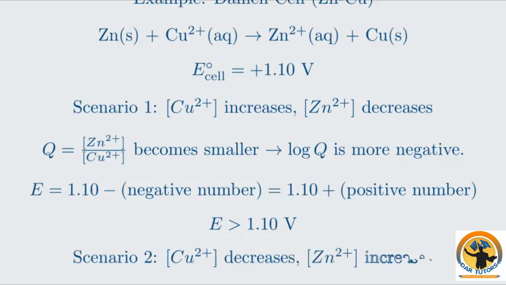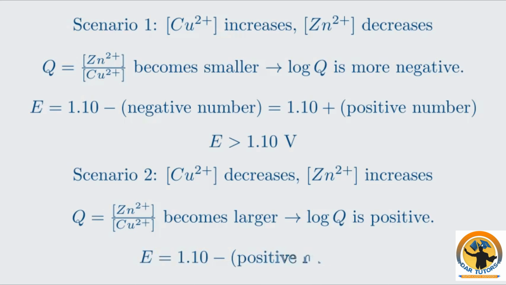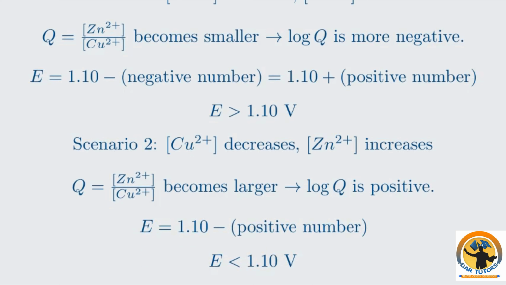Conversely, if we decrease the concentration of copper-2 ions and increase the concentration of zinc-2 ions, the reaction quotient Q becomes larger. This makes the log term positive. The Nernst equation becomes E equals 1.10 minus a positive number. The cell potential, E, decreases to a value less than 1.10 V. This also aligns with Le Chatelier's principle. Favoring the products shifts the equilibrium left, decreasing the spontaneity and the cell potential. The Nernst equation is a powerful tool for analyzing electrochemical cells under any conditions.